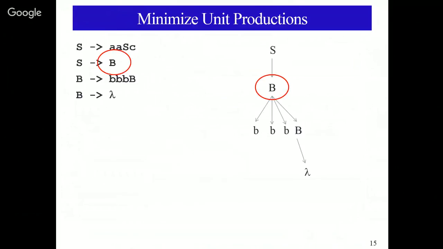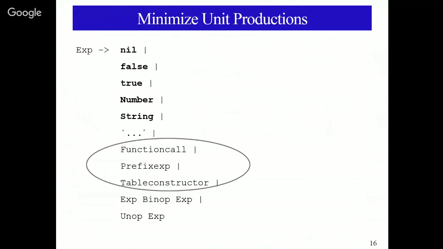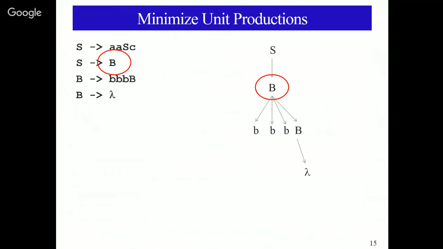And how you get rid of that is just moving B's productions up. So S, instead of going to big B, you make S go to three little b's, big B, or lambda. Since B has two productions, just move it up.